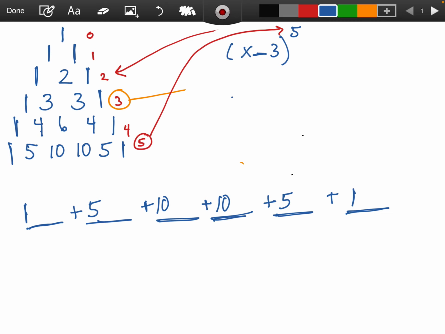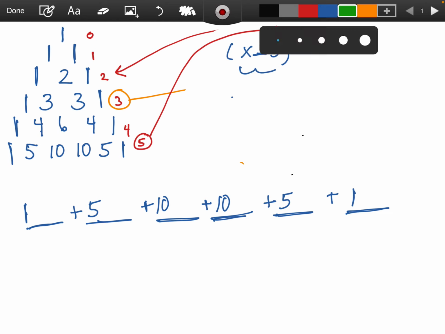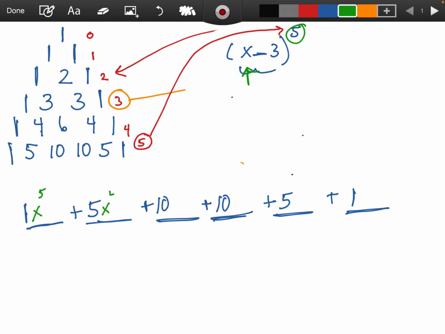It doesn't matter what's in here yet, because Pascal's triangle is helping us with these coefficients. So now let's deal with x. We're at the 5th power, right? So because we're at x to the 5th, we're going to start with x to the 5th. Now we're just going to go down. x to the 4th, x cubed, x squared, x, and here x to the 0 is 1, so I don't need to write it. 1 times 1 is 1, so I don't need that at all.